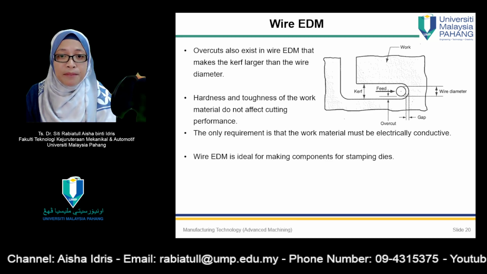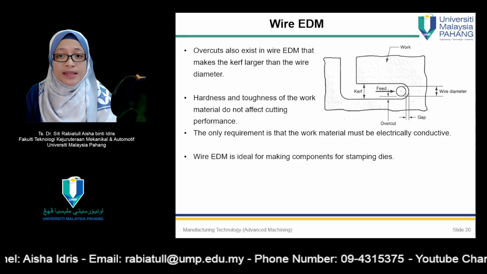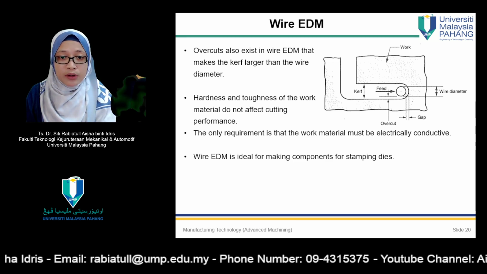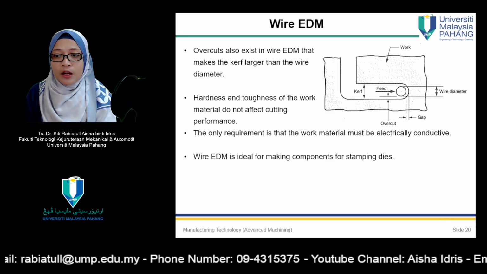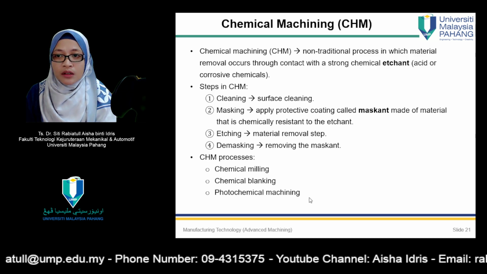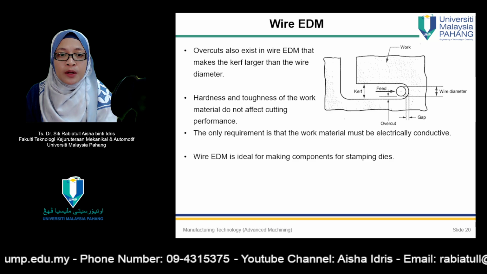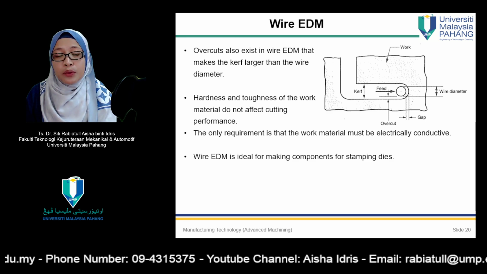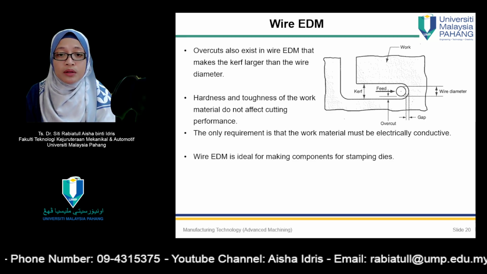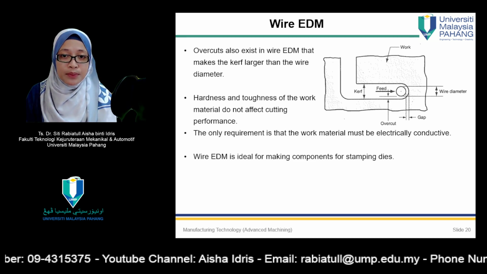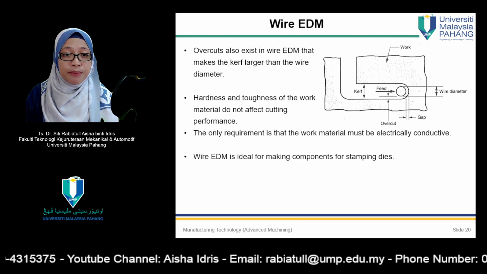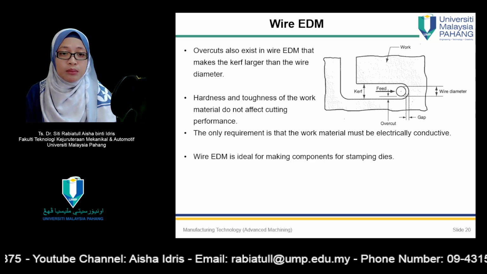As in EDM, an overcut exists in wire EDM that makes the curve larger than the wire diameter. These overcuts are normally in the range of 0.02 to 0.05 mm. Once cutting conditions have been established for a given cut, the overcut remains fairly constant and predictable.